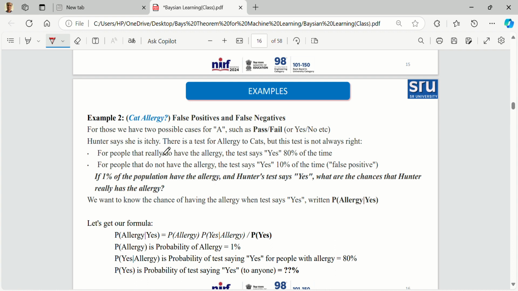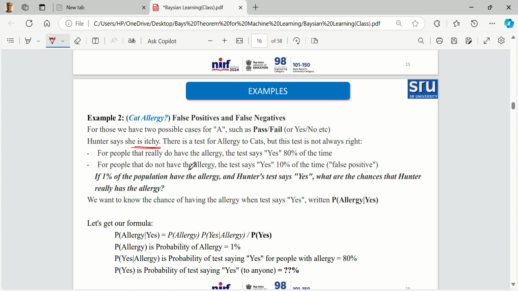Hunter says she is itchy. There is a test for allergy to cats, but this test is not always right. She is saying that she is itchy, and that is based on the allergy to the cat. But it is not always true, or maybe sometimes true.